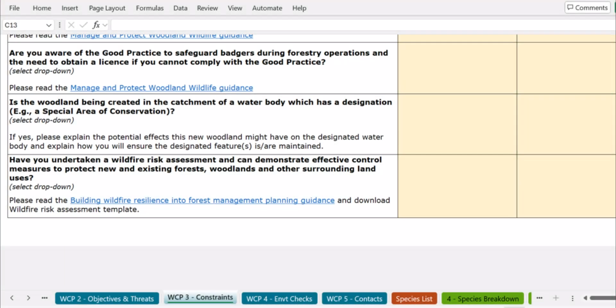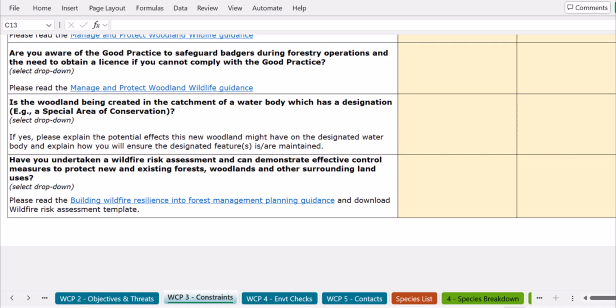And then the final constraint in this section of the form is, have you undertaken a wildfire risk assessment? And can you demonstrate effective control measures to protect new and existing forests, woodlands and other surrounding land uses? Obviously in the current climate, wildfire risk is constantly increasing, and woodland creation proposals are included within that risk. So understanding what risk there could be to your project is vital, and it's worth speaking to your woodland officer about how to look into this.